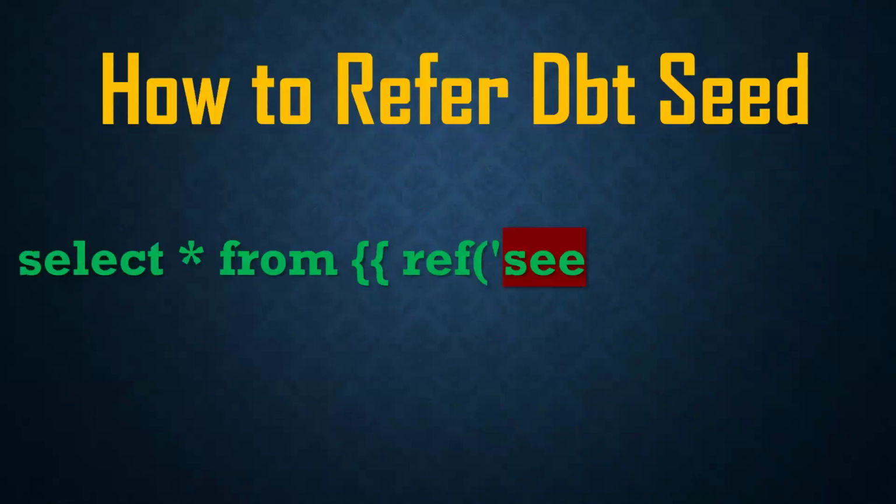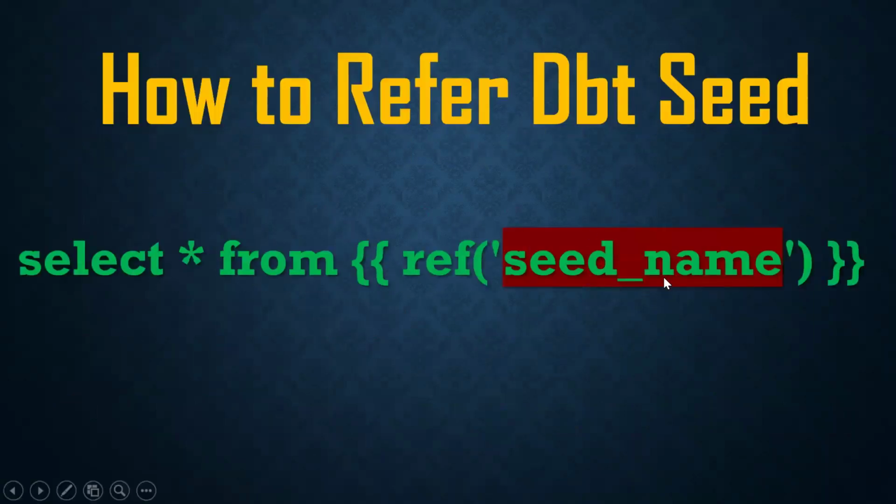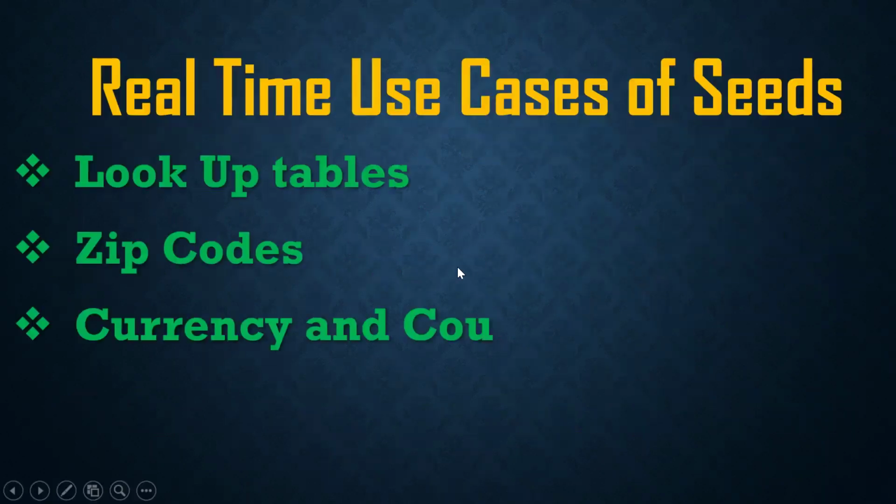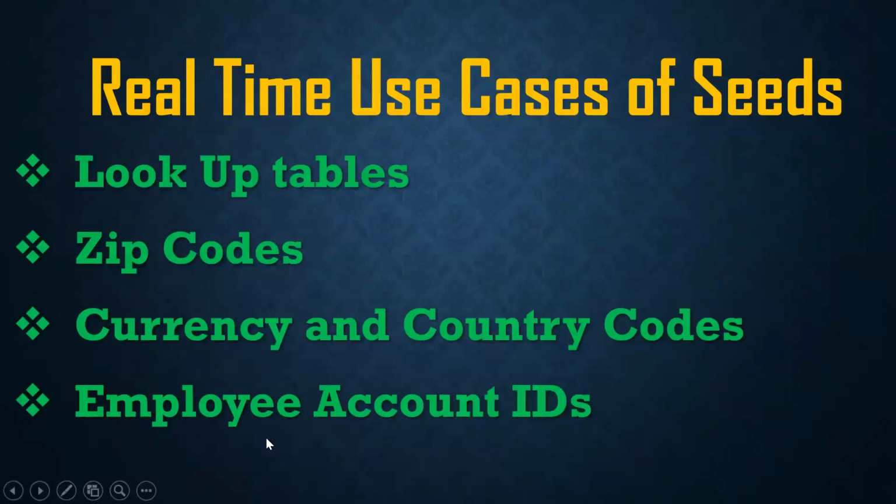Next question: by using the ref function, we can refer to the DBT seed. It is mainly used for lookup tables, like zip codes, currency and country codes. When you want to do some static data validation, you go for this. So, CSV files.